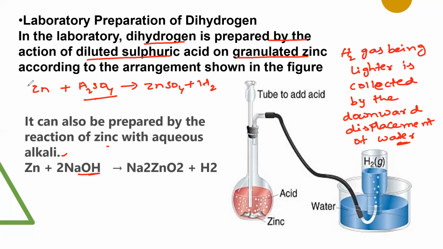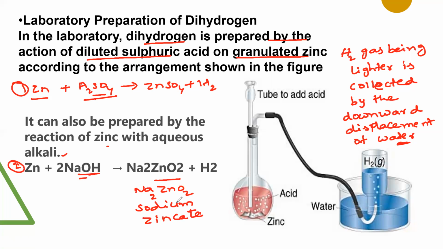So in the laboratory method, we have two preparations. First is zinc on reaction with dilute sulfuric acid, and second is zinc on reaction with alkali. With alkali it forms sodium zincate, Na2ZnO2. It is called sodium zincate. So this is the preparation of dihydrogen in commercial places as well as in the lab.